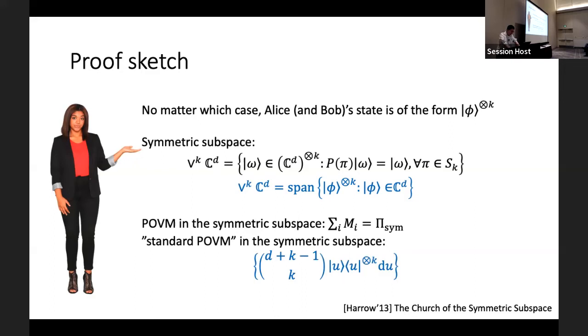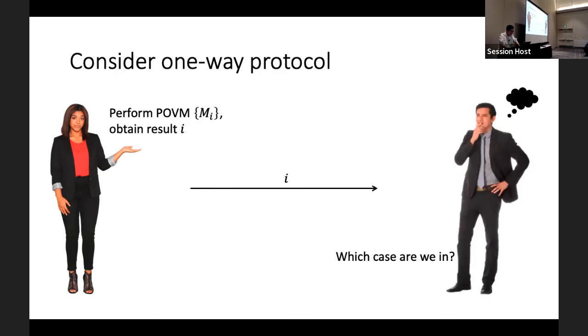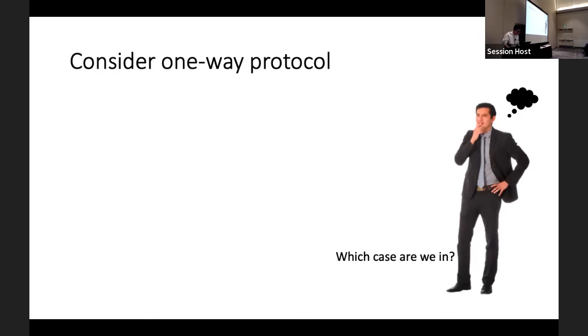And let's start by considering a one-way protocol. So in a one-way protocol, what Alice and Bob can do is that Alice can perform some POVM and obtain a result I. And then she sends the result I to Bob. So at this point, Bob knows what measurement Alice performed, as well as her measurement result, I. So after this, there is no more Alice, and it is Bob's responsibility to decide which case they're in.